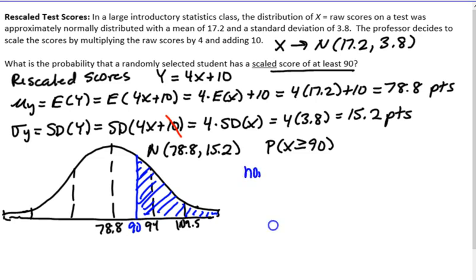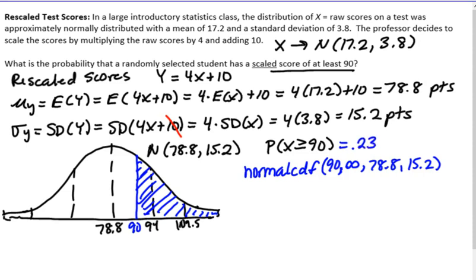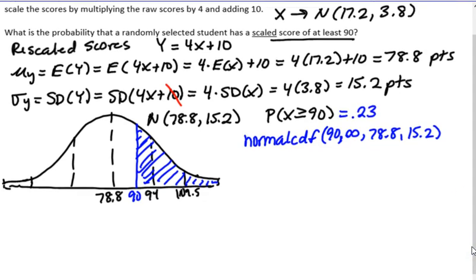I'm going to do normal CDF and calculate the probability that in this normal model I get 90 or above. So 90, infinity, 78.8, comma 15.2. So that's our left bound, right bound, mu and sigma, and that turns out to be about 0.23, which is about what I anticipated. So we have identified our model using the mean and standard deviation. We have shown the shaded region that we're trying to find. We have made the calculation of that shaded region, and now we want to write a conclusion.